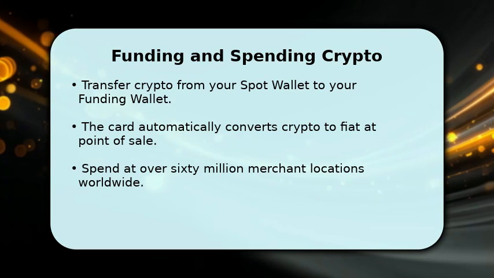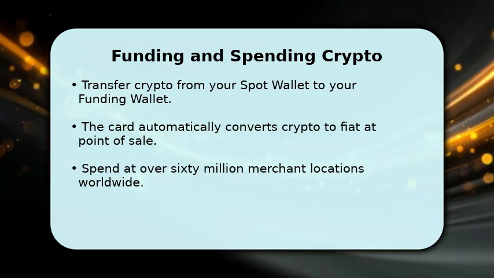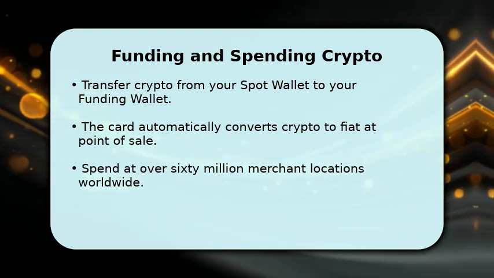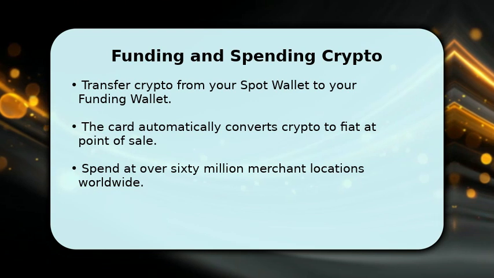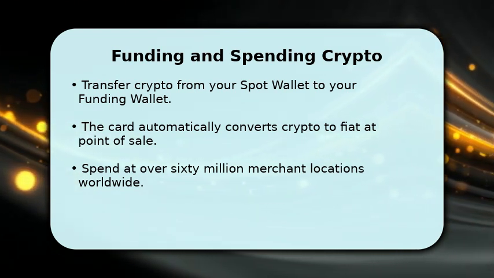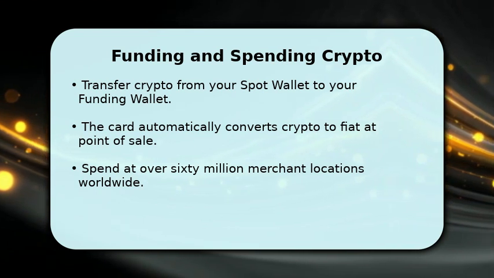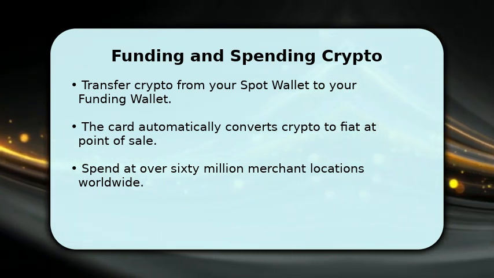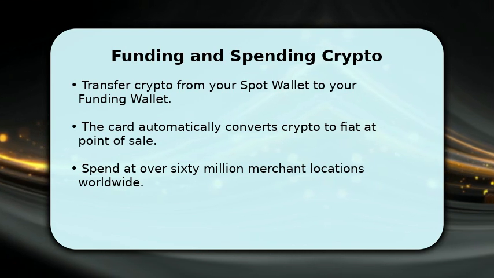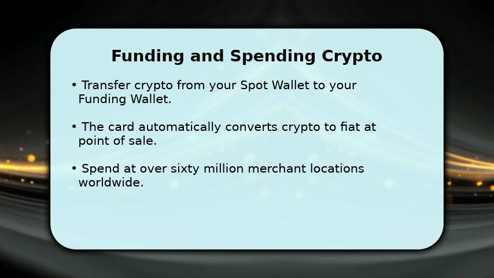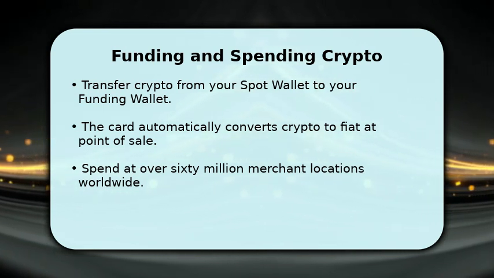Funding your Binance card is straightforward. Simply transfer your desired cryptocurrency from your Spot wallet to your funding wallet within the Binance app. When you make a purchase, the card automatically converts your crypto to the local fiat currency at the exact moment of sale. You can spend at over 60 million merchant locations globally, enjoying the convenience of using your digital assets everywhere. Plus, there are zero administrative fees for these transactions.